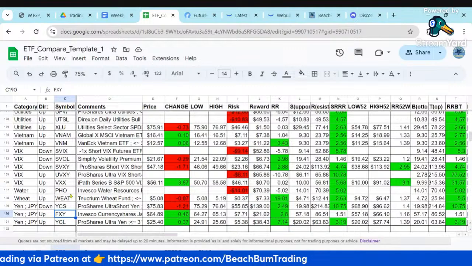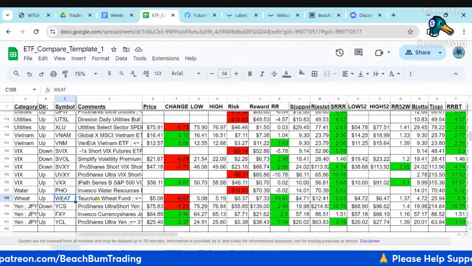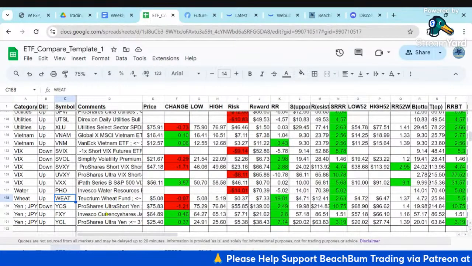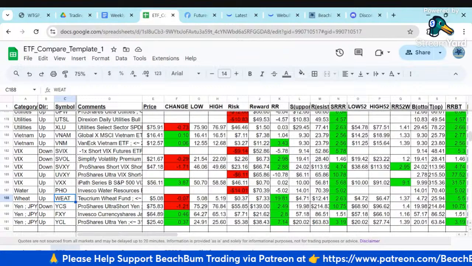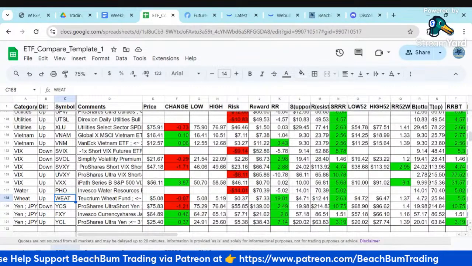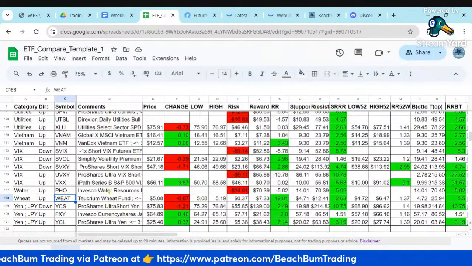We talked about wheat. We're still long wheat. If we do get a dip back down, we may stop out and then try to re-enter lower. If there's anyone in the chat that wants to look at any other ETFs, please let me know. Otherwise, hopefully that helps you identify them.